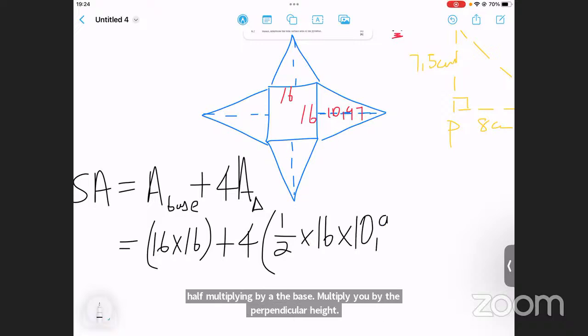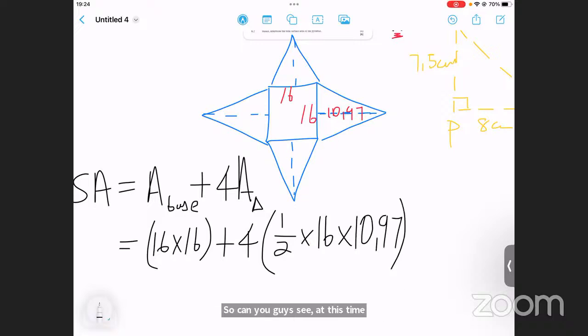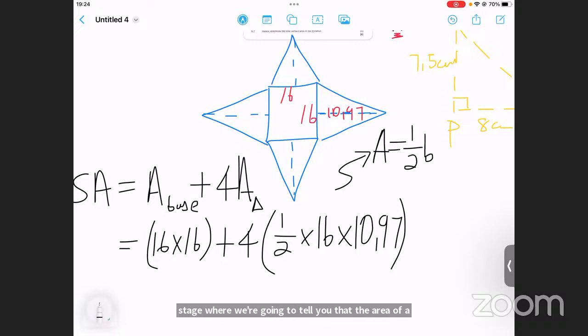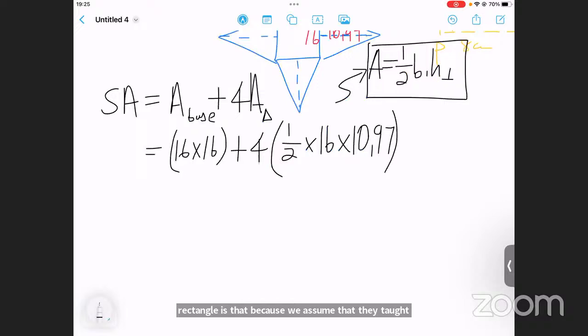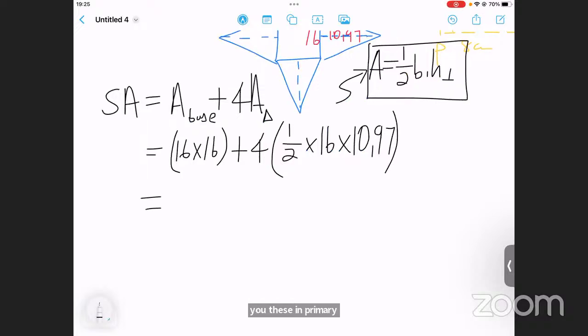So can you guys see? At this stage, we are not going to tell you that the area of a rectangle is that, because we assume that they taught you this in primary. That is why I'm not rewriting it there. Now what you do is just calculate that surface area. One can say 16 squared plus 0.5 times 16 times 10.97. I'm just taking some shortcuts there, and this is what I'm getting.